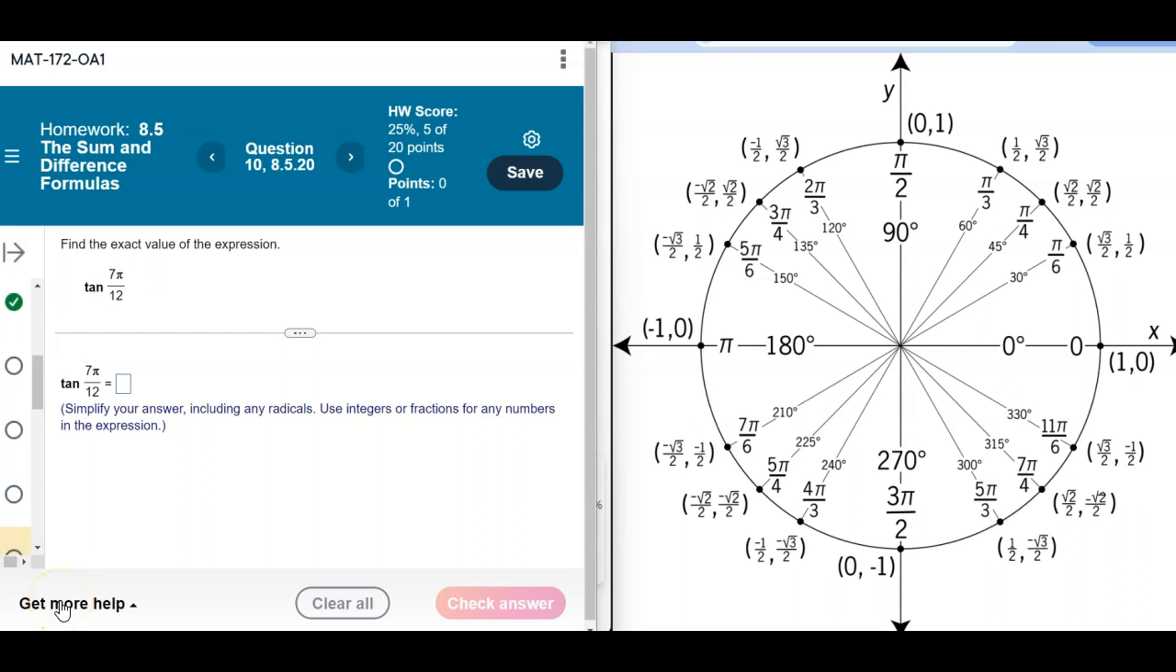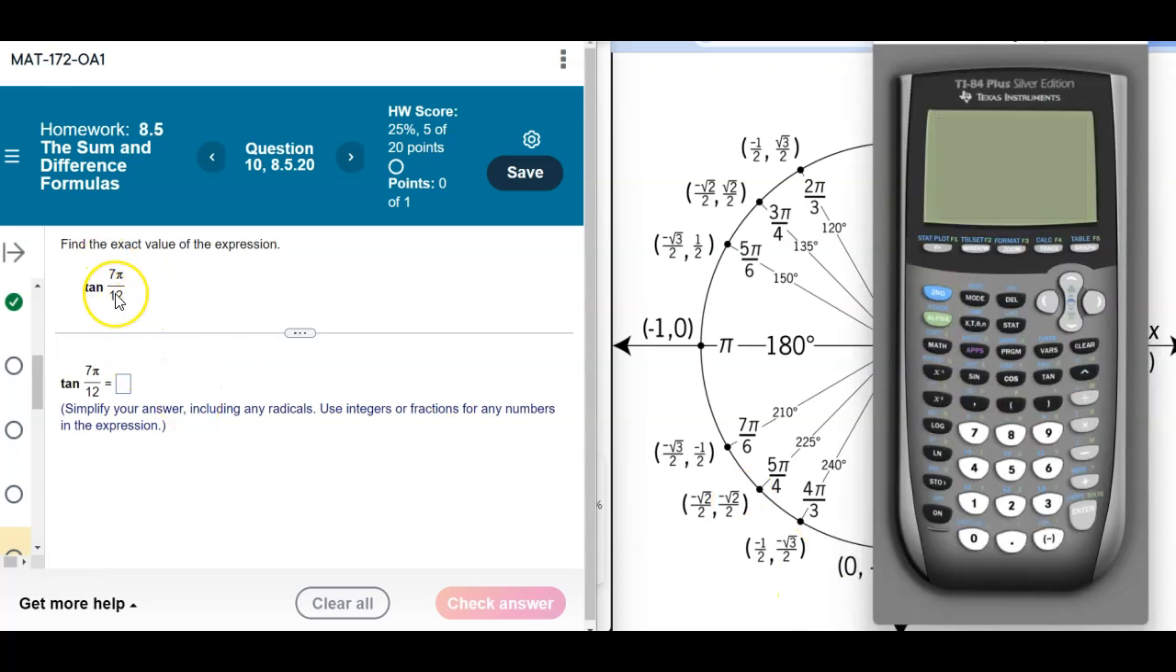Hey Trick Class, this is a problem from 8.4 using the sum formula for tangent, sum or difference. What I encourage you to do on one like this, unless you just know your radian angles and what they sum to, is convert this to degrees and find an angle measure in degrees so we can see what this sums to.